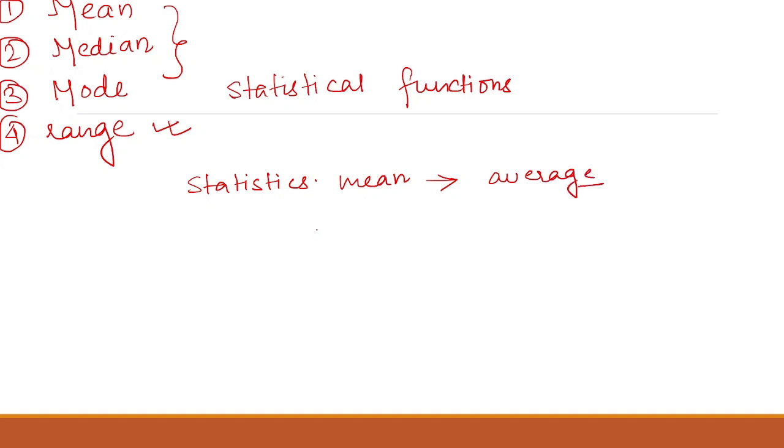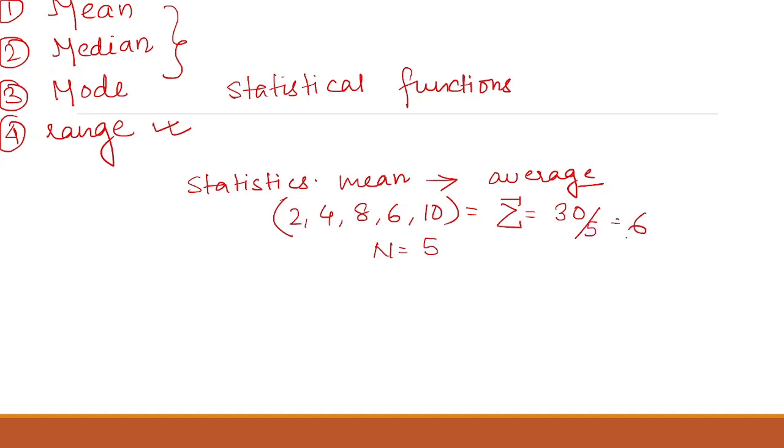In normal terms, suppose I have the numbers 2, 4, 8, 6, and 10. If I do a summation of these, I get 2, 6, 14, 20, and 30. So the summation results in 30, which is divided by the number of terms, n, which is 5. If I divide, I get 6. So the mean is 6.